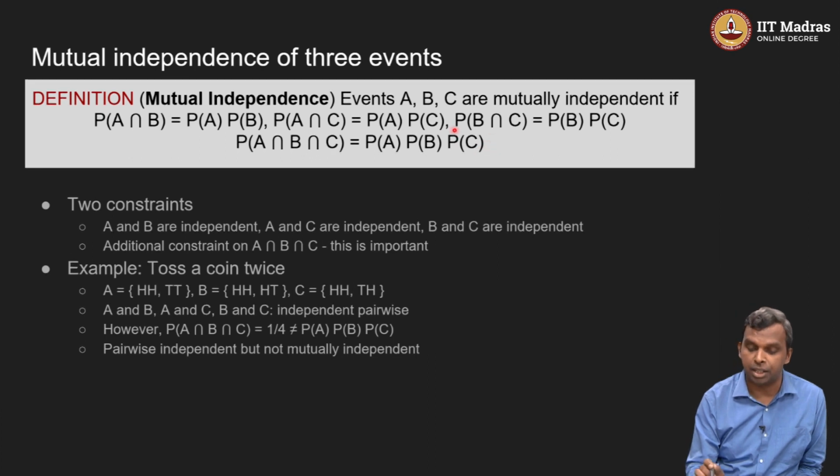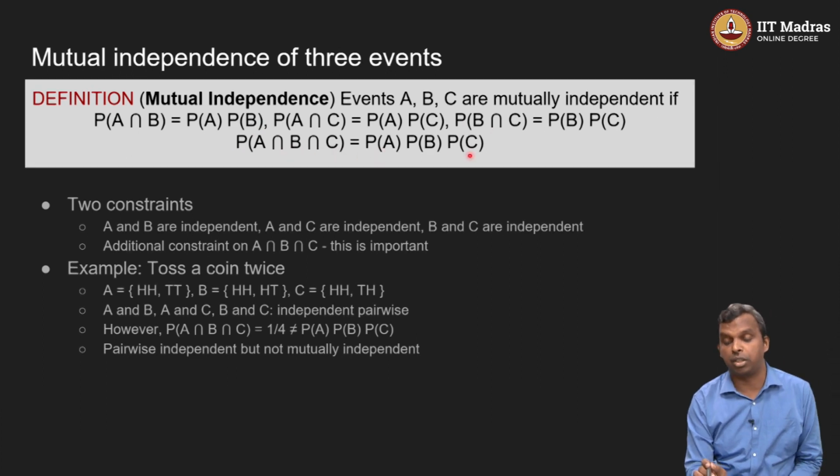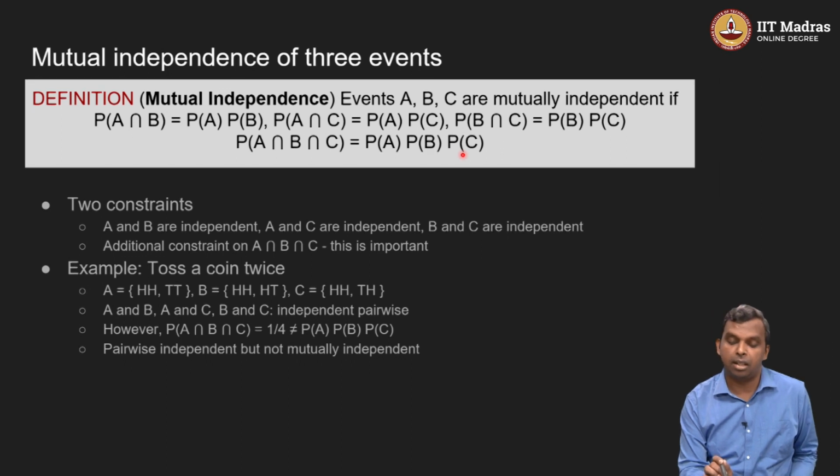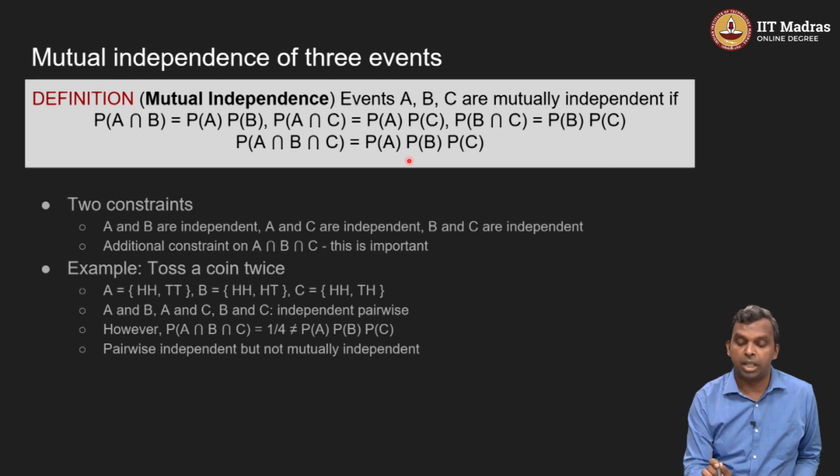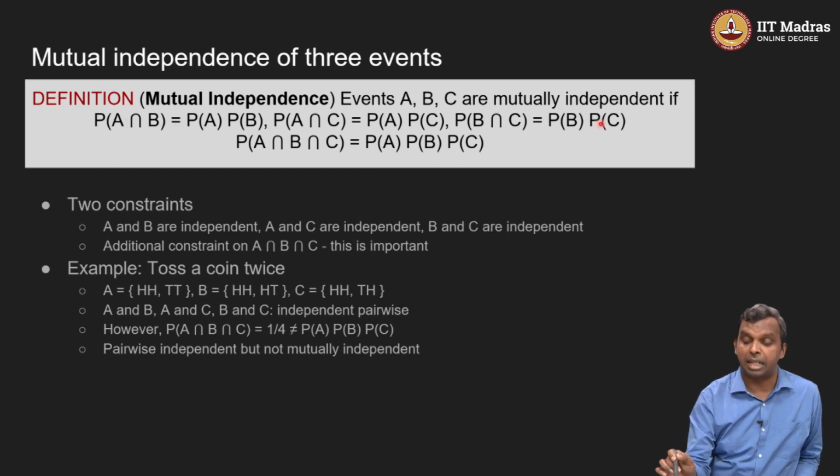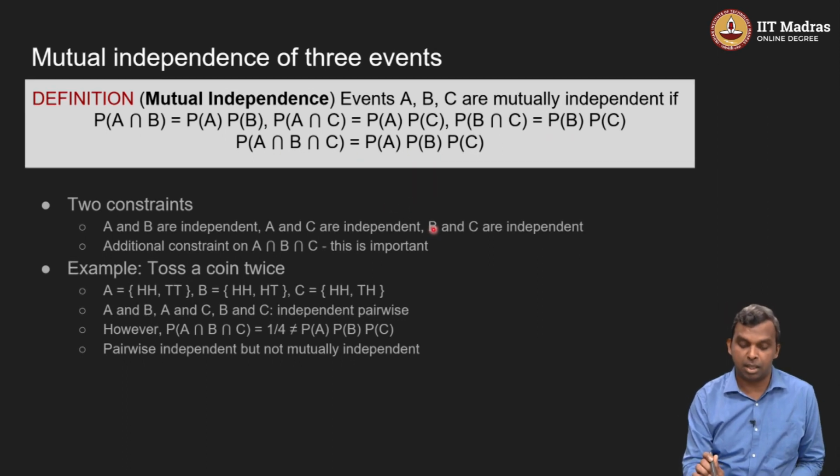There is one more condition that is required. Here is this important condition. P of A intersect B intersect C has to be the product of the 3. Only then are all 3 mutually independent. So, the first condition is called pairwise independence. Only 2 at a time they are independent. The third condition makes them really mutually independent. The 3 events are mutually independent.